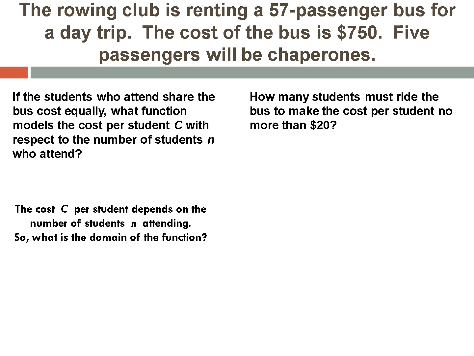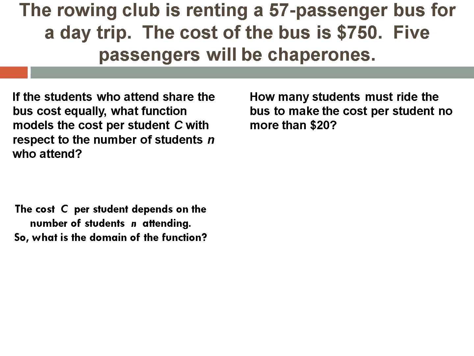Okay, let's look at our last example. The rowing club is running a 57-passenger bus for a day trip. The cost of the bus is $750. 5 passengers will be chaperones. So the first question says, if the students who attend share the bus cost equally, what function models the cost per student C with respect to the number of students who attend?